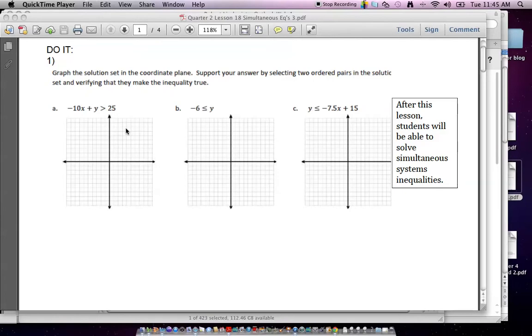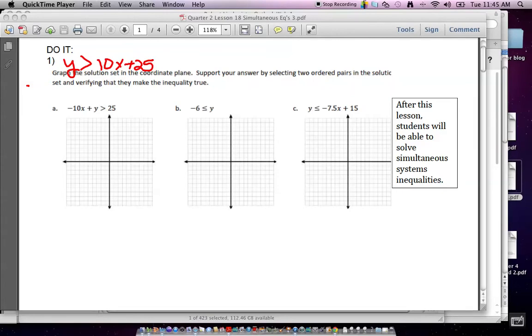All right, so let's look at this first guy here. Negative 10x plus y is greater than 25. I'm going to add 10x to both sides. Can you all see that? Right? And that's going to give me y is greater than 10x plus 25. Did you all get that?